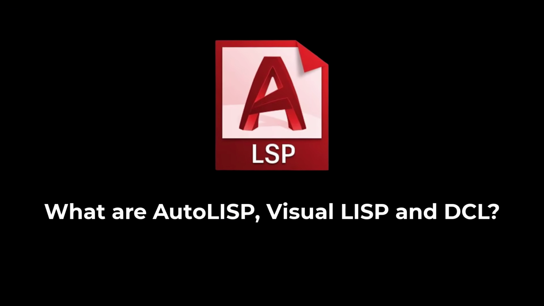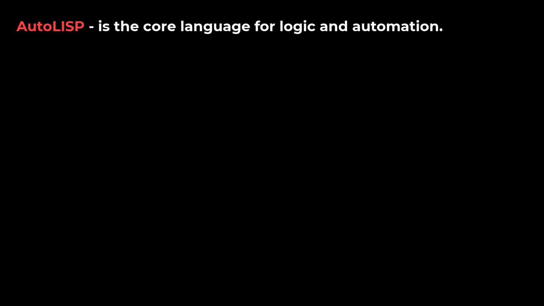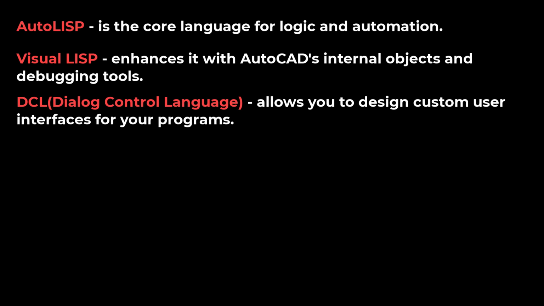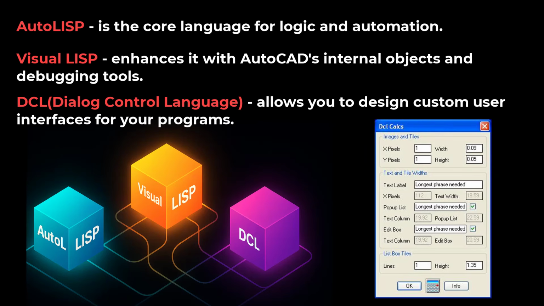What are AutoLISP, Visual Lisp, and DCL? AutoLISP is the core language for logic and automation. Visual Lisp enhances it with access to AutoCAD's internal objects and debugging tools. DCL, Dialog Control Language, allows you to design custom user interfaces for your programs. Think of AutoLISP as the brain, Visual Lisp as the brain on steroids, and DCL as the face.